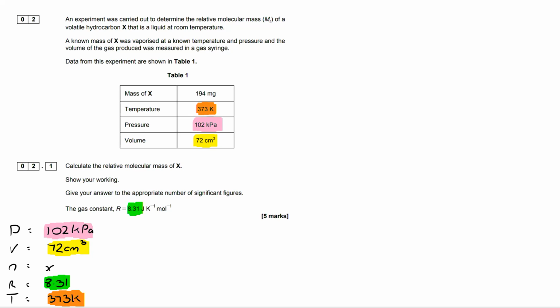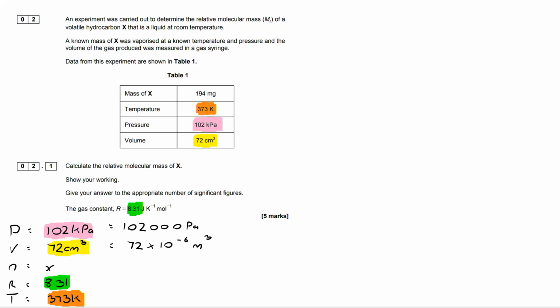It also then allows me to sweep back through and decide which of these I need to change my units. So we need to remember that pressure is in pascals, so I've converted that. We need to remember that volume is measured in meters cubed, so I'm going to convert my cm cubed to meters cubed by dividing by 1,000,000 or multiplying by 10 to the minus 6. I don't need to change the R, and I don't need to change T because that's already in Kelvin.